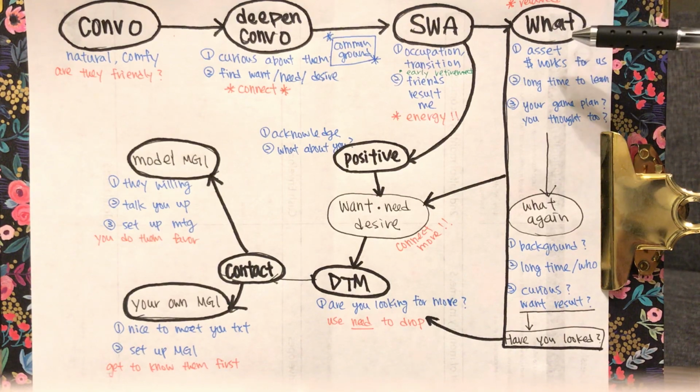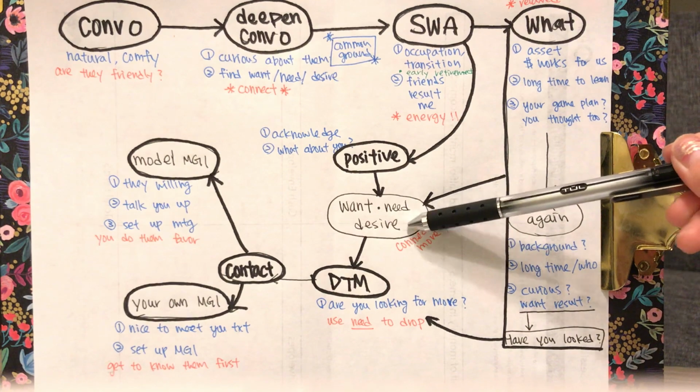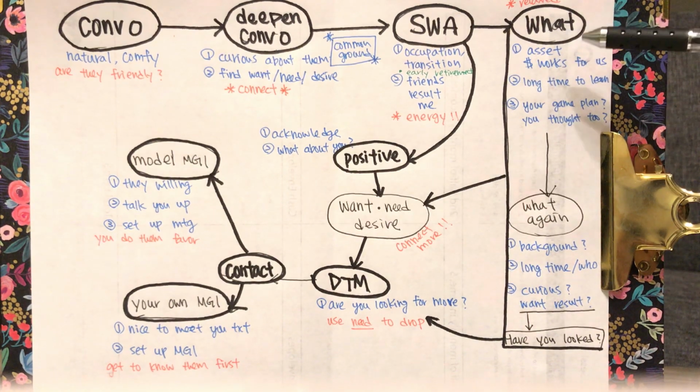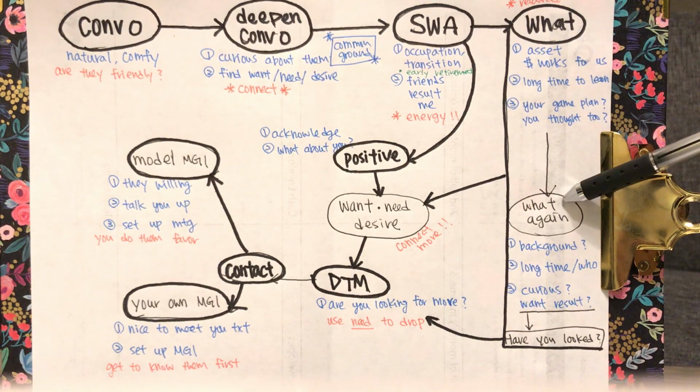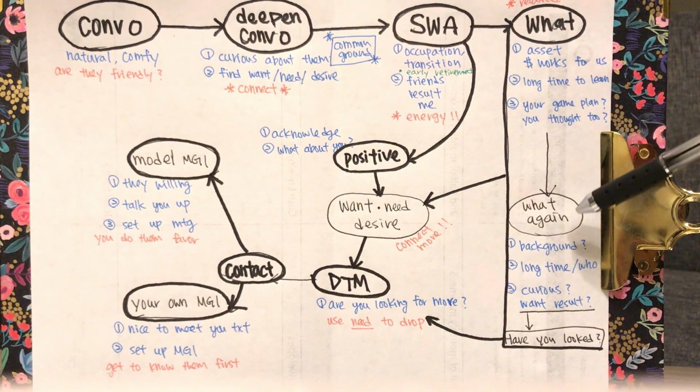And so if they're positive, then you want to go back to finding a want, need, or desire. Say they are the type of person that asks you, what do they do again? So this is the what again. So they ask the second time or the third time, I want to ask them, do you have any background on asset building or wealth creation? Most people say no, or some people say yes.